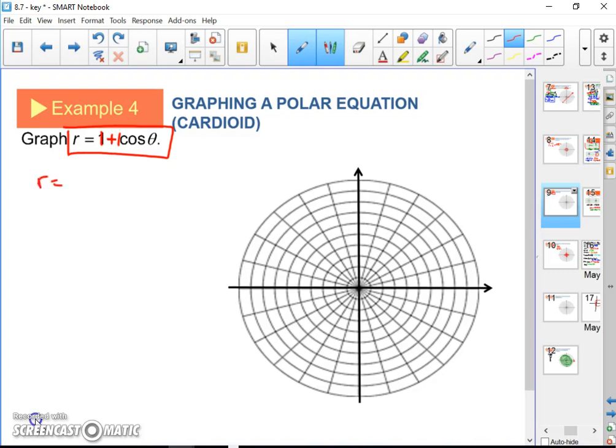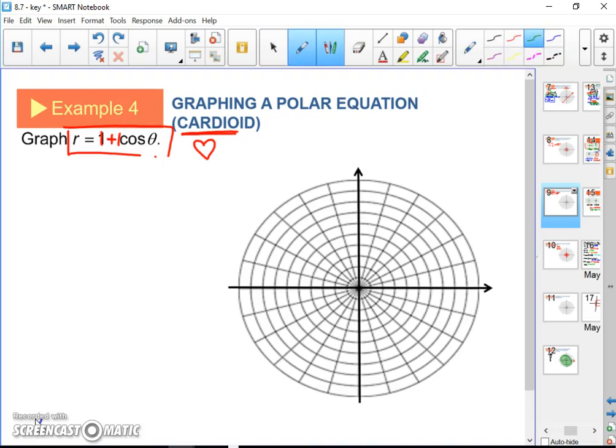So if you had something like r equals 3 plus 3 cosine theta, same thing. Maybe that would make it more obvious that those two numbers match, but anytime those two numbers match, it's going to be a cardioid. Okay? Cardioid. Cardio. Think about heart. It's going to look kind of like a heart.